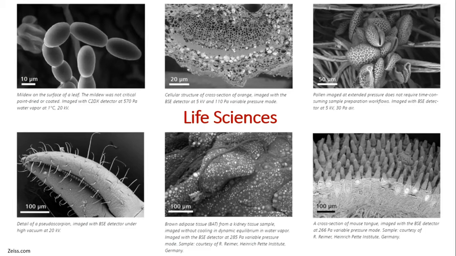Here are more samples for the life sciences. That is mildew on the surface of a leaf, and this is a cross-section of an orange. All of these samples are without coating and without a critical point dryer, so you can observe the surface structure.